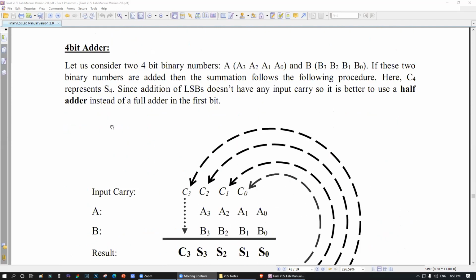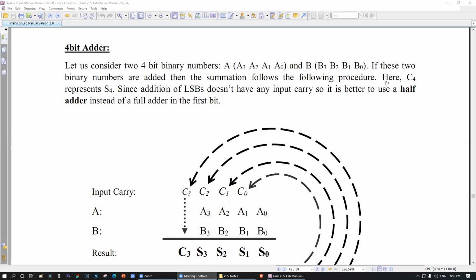So what is a 4-bit adder? Let's say you have 2 numbers, each of them has 4 bits. One number is A, another number is B. Your A is A3, A2, A1, A0. Let's say it is 1, 1, 1, 1. And B is also 4 bits. Let's say it is 1, 1, 0, 1. So B3, B2, B1, B0. So 4 bits, 2 numbers. We will add these 2 numbers using a circuit.